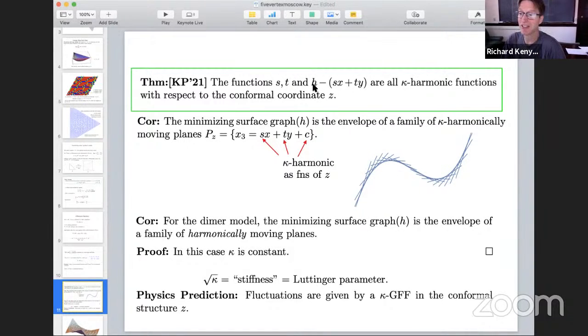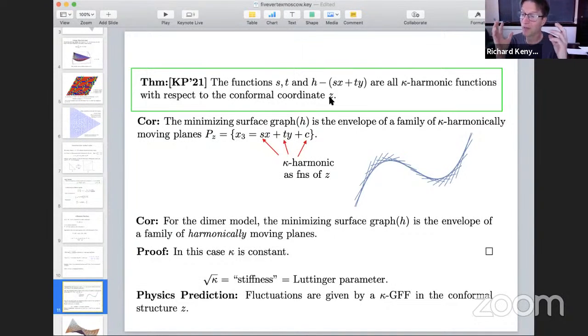third function. If H is a solution to my minimizing equation, then H minus SX plus TY. These are all Kappa harmonic functions. We somehow proved it for S and T, but the proof for the third one is not so hard. It's a similar differentiation. They're all Kappa harmonic functions with respect to the conformal coordinate Z.